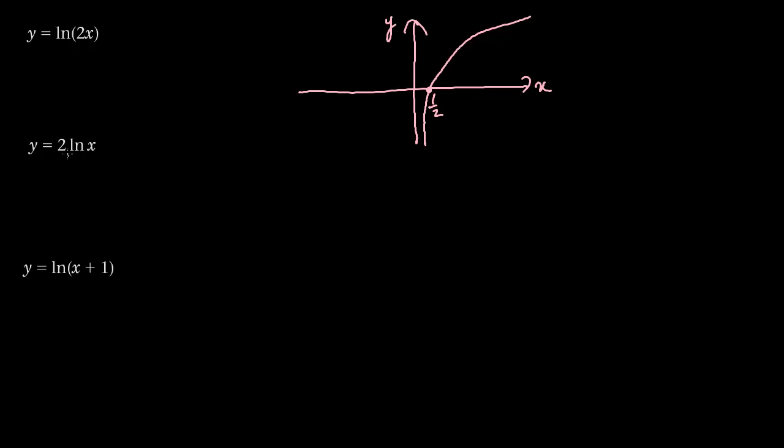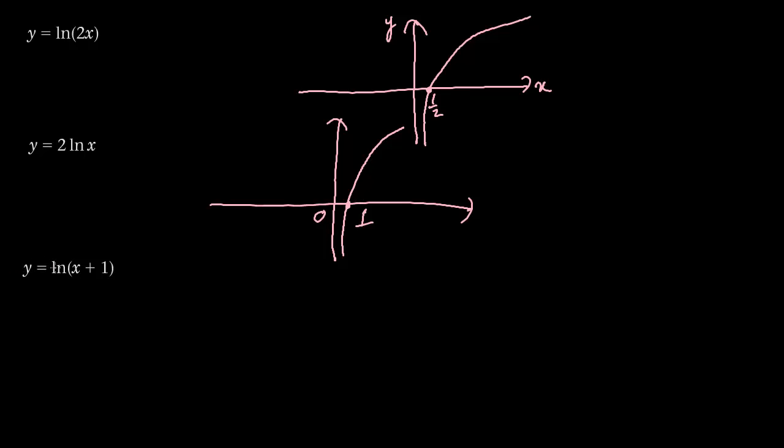The next one is y equals 2 ln x. This is going to have no effect whatsoever. The picture is going to be exactly the same and it is going to pass through the point 1. If it was y equals 3 ln x, 4 ln x, 5 ln x, the picture would be the same. It would have no visible effect.